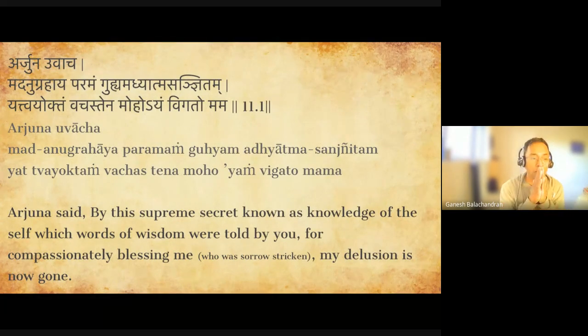We'll start with the first shloka. Arjuna uvacha. Madanugrahaya paramam guhyamadhyatma sankhmitam, yatvayoktam vachastena, mohoyam vigato mama.